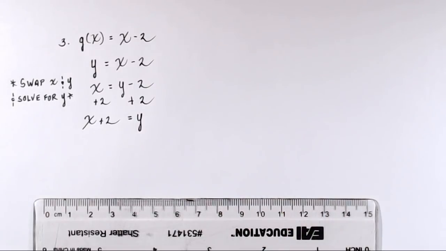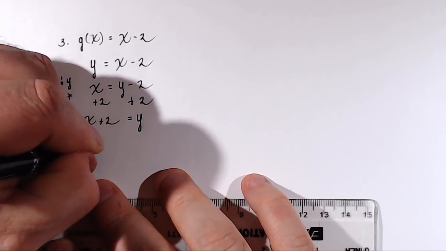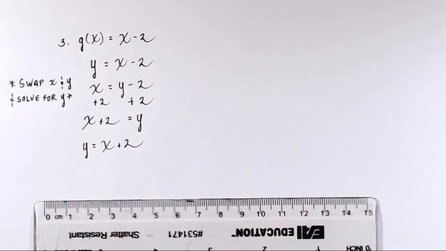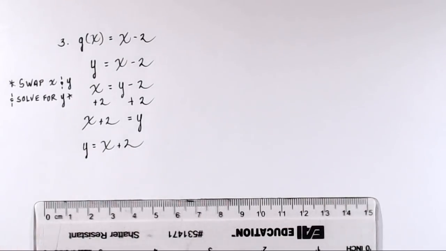There's some fancy property in mathematics that says that I can rewrite this as y equals x plus 2. I can never remember the name of it, but as long as you know that you can take x plus 2 equals y and rewrite it as y equals x plus 2, you're good.